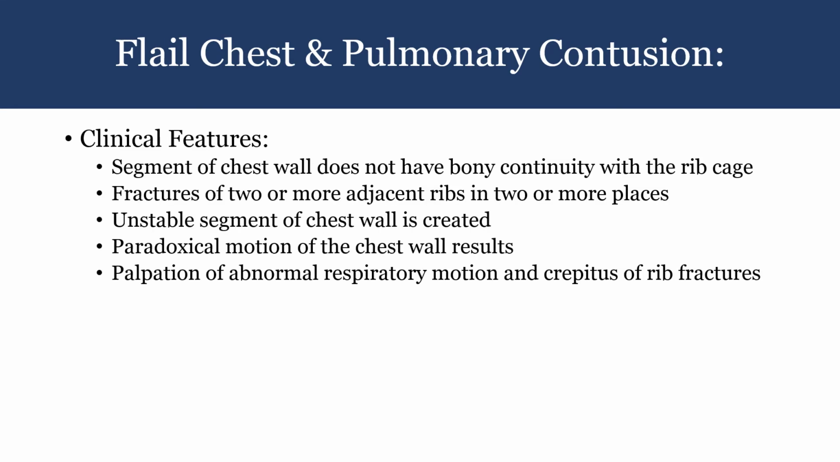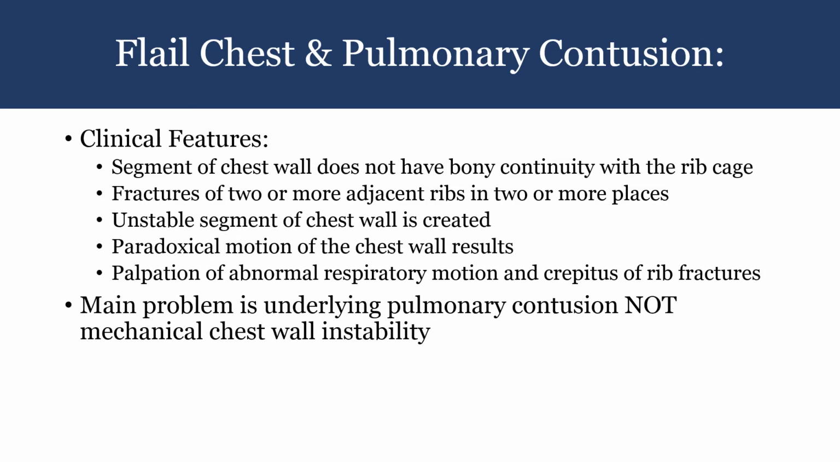Then next we have flail chest and pulmonary contusion. Clinical features, one, you have a segment of the chest wall that does not have bony continuity with the rib cage. And so you have fractures of 2 or more adjacent ribs in 2 or more places in different planes. And so when you have these fractures, it creates an unstable segment of the chest wall. And so there is paradoxical movement.